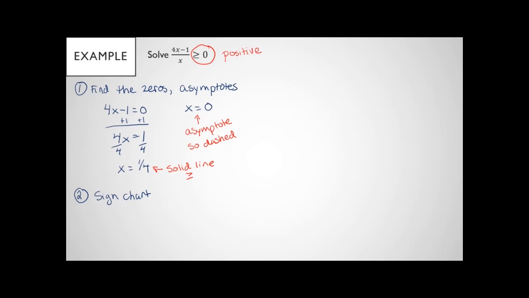So I'm going to set up my sign chart. So I'm going to write my factors. You write the top factors and the bottom factors. And then I've got two numbers I'm putting on here, 0 and 1/4. If it helps, you can put in where your infinities are to help you remember.